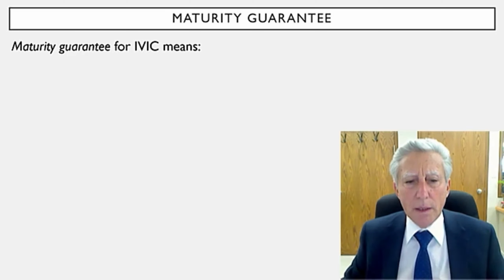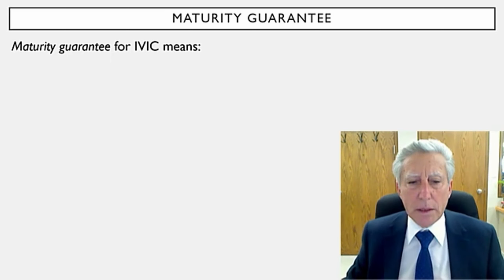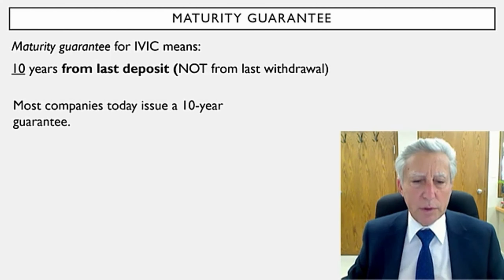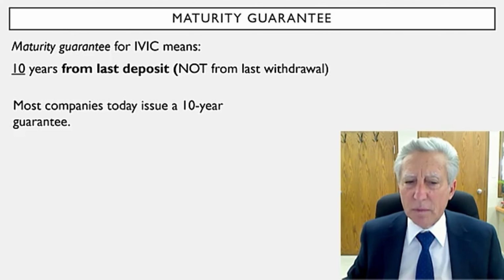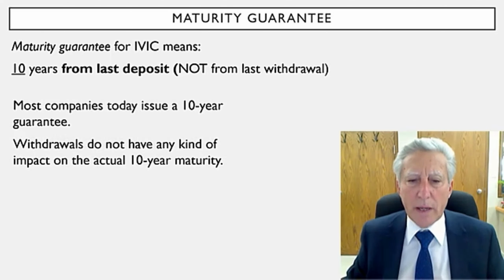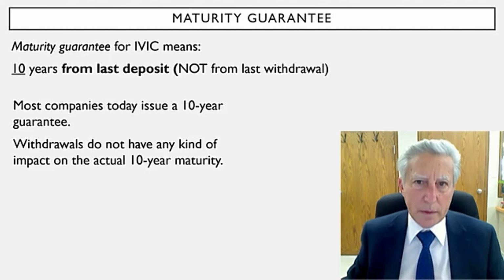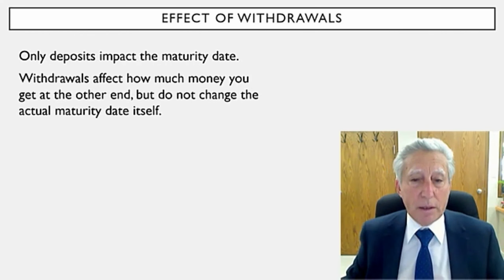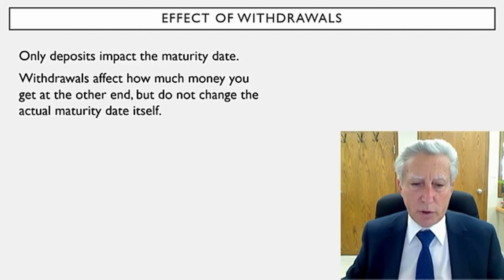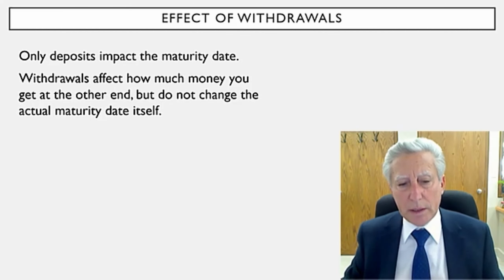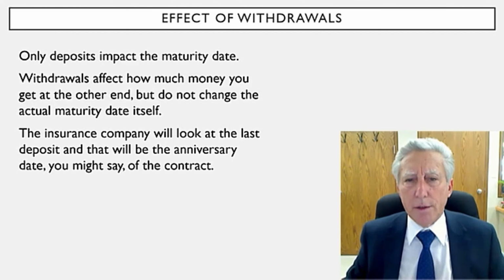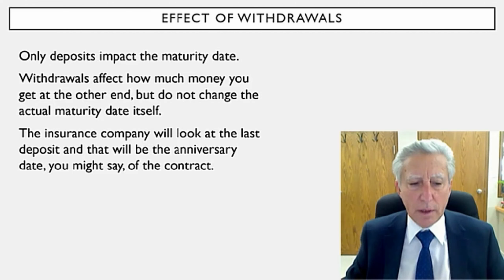Anyway, let's move on. So the maturity guarantee of an IVIC basically is 10 years. Essentially, for the most part, most companies today issue a 10-year guarantee from the last deposit, not from the withdrawals. In other words, withdrawals have no impact on the maturity date. Only deposits have an impact, but withdrawals themselves do not change the nature of the plan. Obviously, it will affect how much money you get at the other end, but it does not change the actual maturity date itself. So the insurance company will look at the last deposit, and they'll say from the last deposit we'll add 10 years to it, and that'll be the anniversary date, you might say, of the contract.